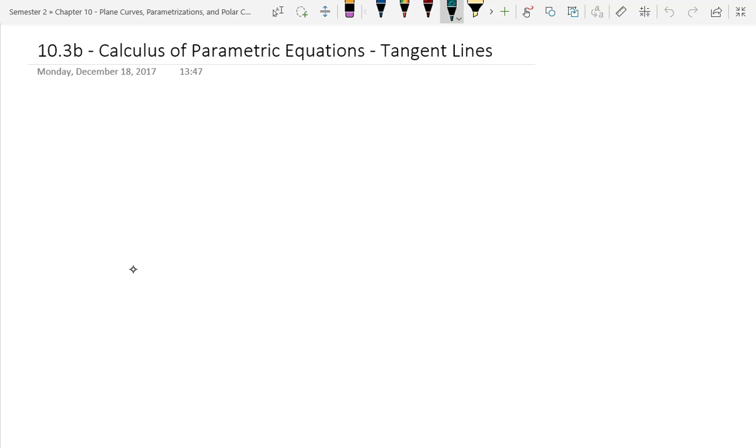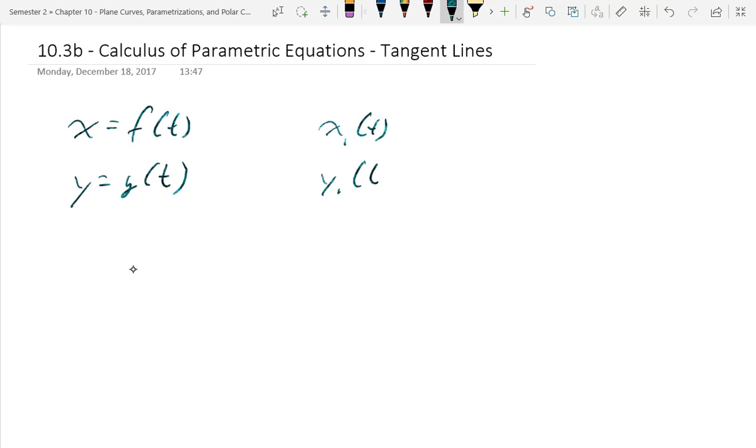This is back to something we did in Calc A. We're just doing it with parametric equations. We're looking for the horizontal and the vertical tangent lines. So in a parametric equation where you have x equal to f of t and y equal to g of t, or as I sometimes like to say, x1 of t and y1 of t, which is how you're going to see it in your calculator. This is the calculator format.